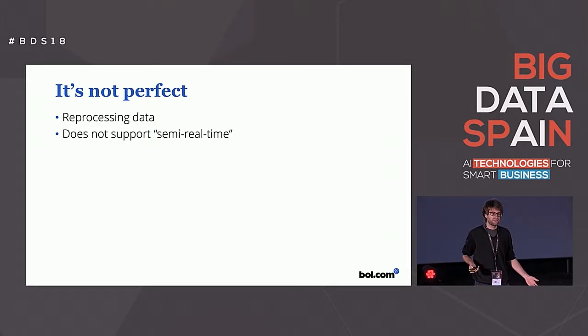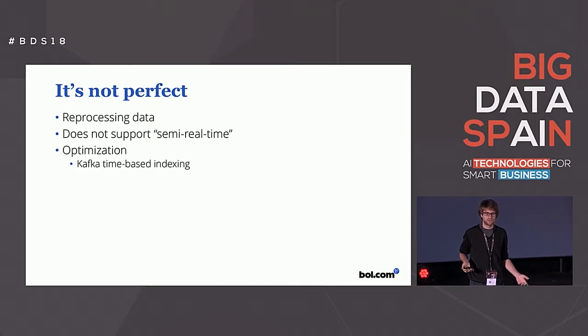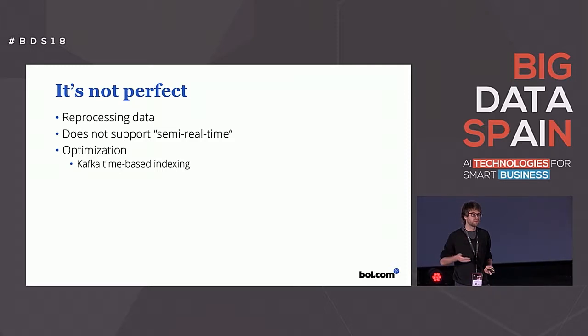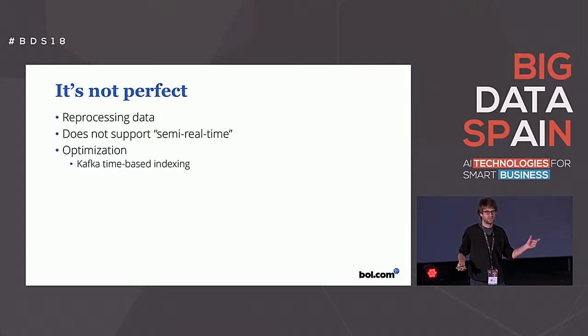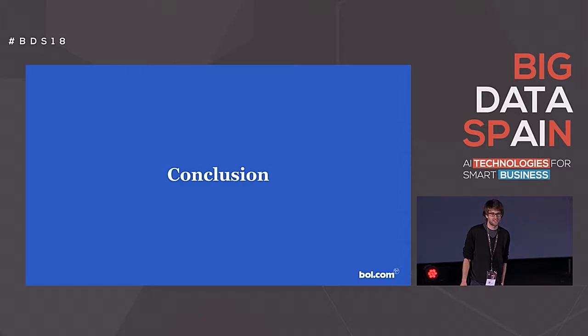But of course, for the reprocessing problem, we can use some optimizations for this batch processing. For instance, Kafka now supports indexing based on event time, which means Kafka keeps track of the position of every hour in the data, or you can set up which time range. So you don't need to read the whole Kafka queue to get the time frame that you need. You can rely on this indexing and only read the relevant parts. So that's basically what we did.